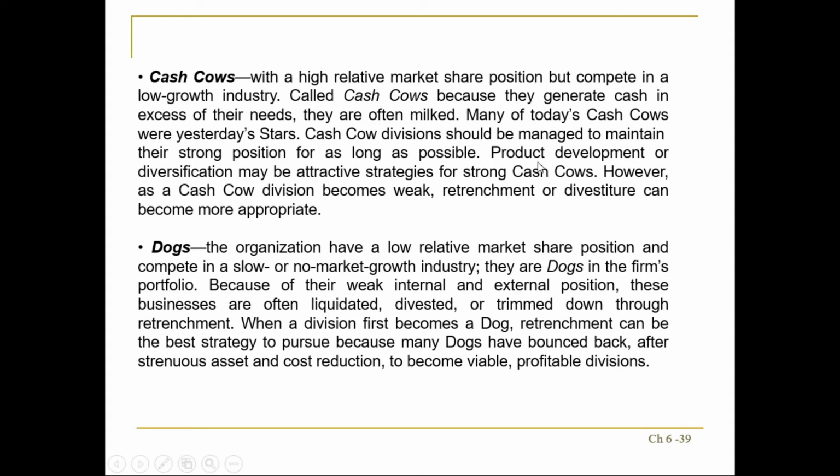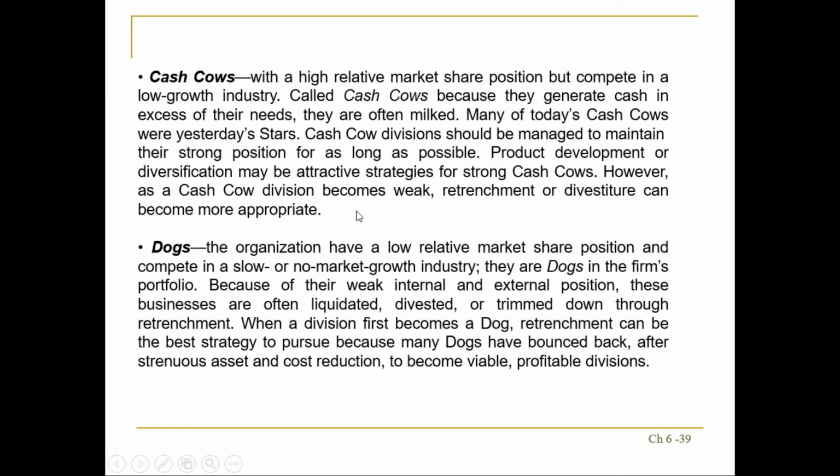So for that, product development or diversification may be attractive strategies for the strong cash cows, because your market position among your competitors is very good, though the industry in total is not going good and is in a negative growth rate, but your position is very strong, and to carry that position you go for diversification. Either it would be related diversification or unrelated diversification, it's up to your decisions. But if the cash cow division becomes weak, retrenchment or divestiture can become more appropriate.